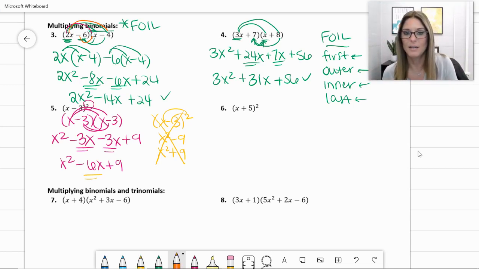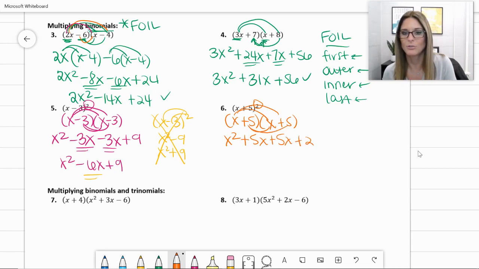Let's practice that again with number 6. Again, we have an entire quantity being squared. So I'm going to write it out twice and use the FOIL method to multiply. X times x is x squared. X times 5 is 5x. Inner terms gives me another 5x, and last, 5 times 5 is 25. Combine those like terms in the middle so that we have x squared plus 10x plus 25, final answer.